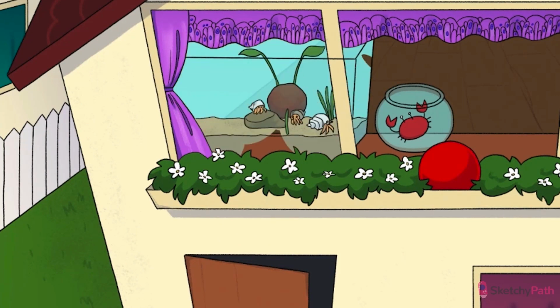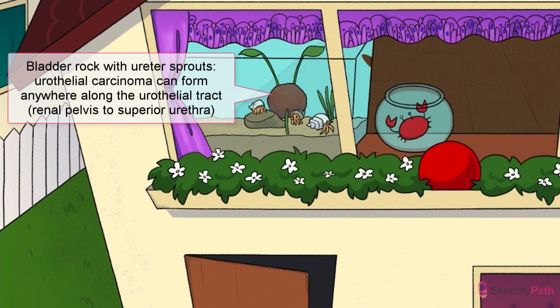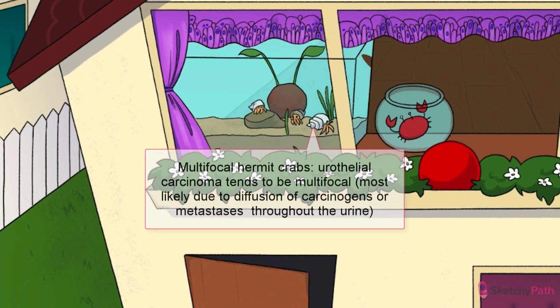Urothelial cell carcinoma can occur wherever there's urothelium, as highlighted by this bladder-shaped shell, with what looks like two ureter stems sticking out. Got some kind of renal pelvis leaves at the top there. And a urethral plant on the bottom for superior urethra.